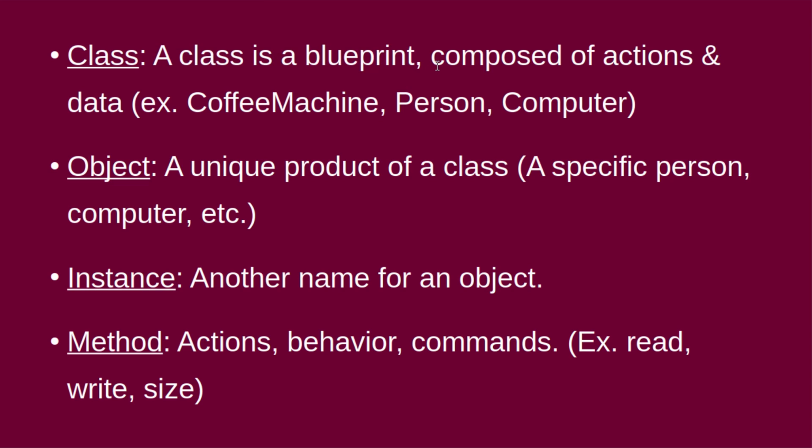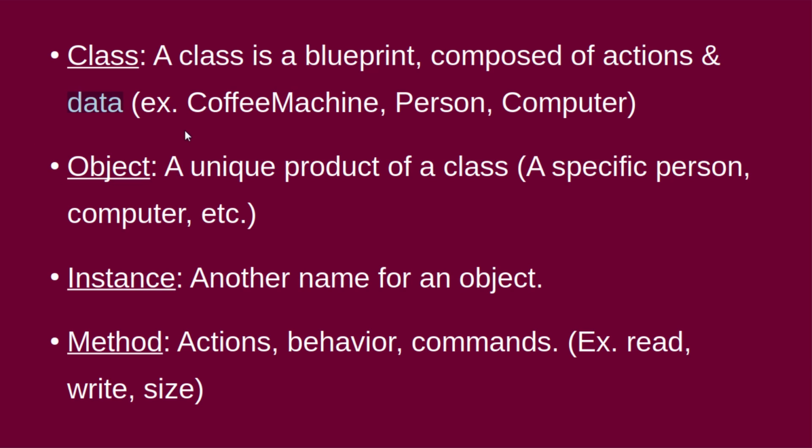And a blueprint that is made of actions and data. Okay? Actions and data. So for example, if you have a coffee machine, like you might have at home to make coffee every day, right? What does a coffee machine have? Well, a coffee machine has water, right? It needs water. So that's data.